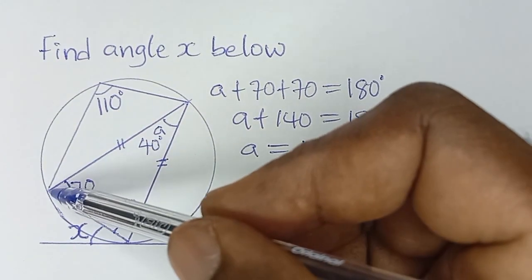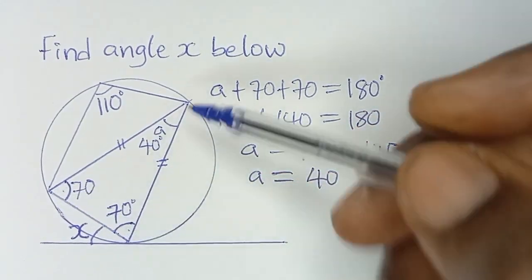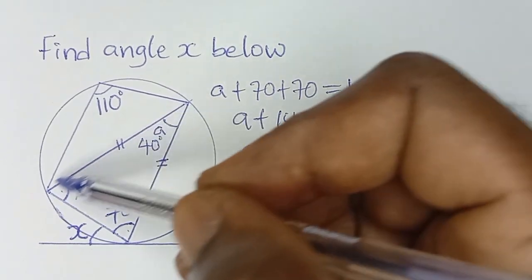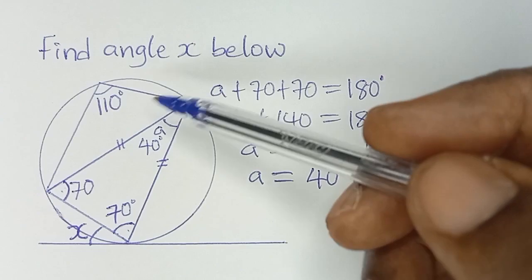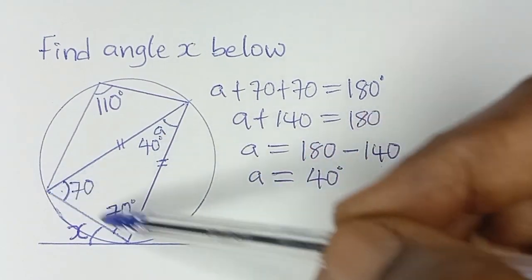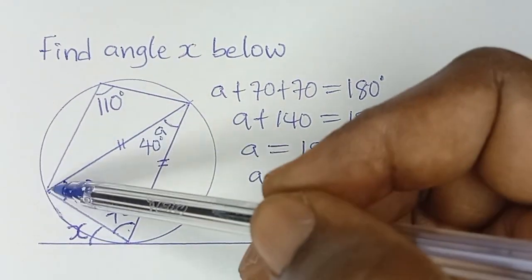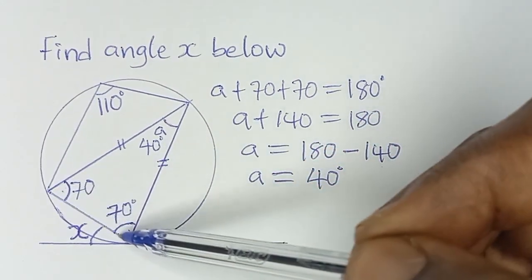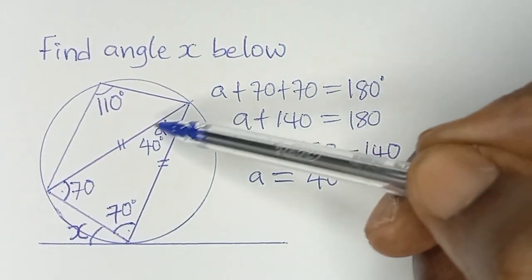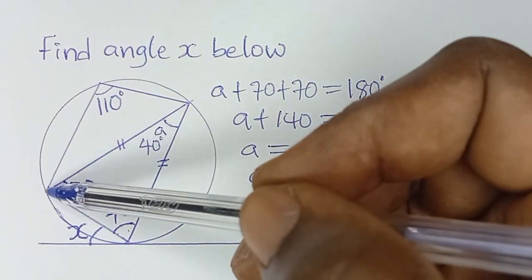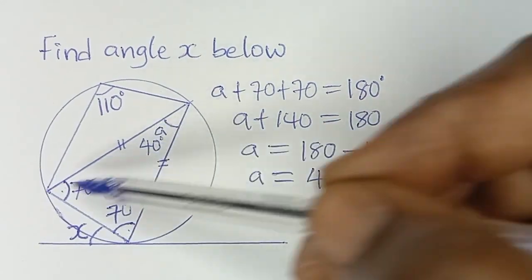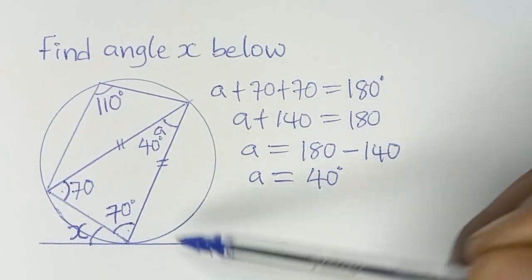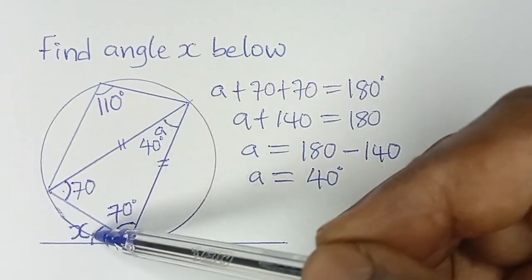Now, in the same way, this chord makes angle A, which is 40 degrees, inside this triangle. Don't forget, in a triangle, it is a side that makes an opposite angle. So this chord here makes this angle 40 degrees. So because this chord makes angle 40 degrees and this same chord makes angle X with the tangent, it means that the two angles are equal.